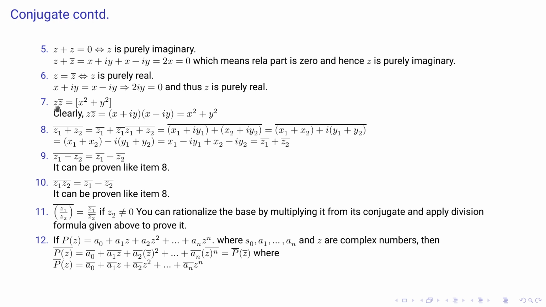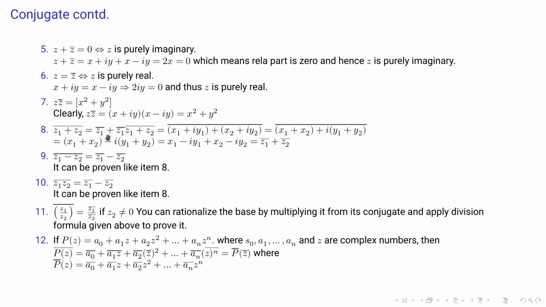Next property is z times z bar is equal to x² + y². So we multiply here simply and we get x² + y². Another property would be, I will get confused in this. Okay.